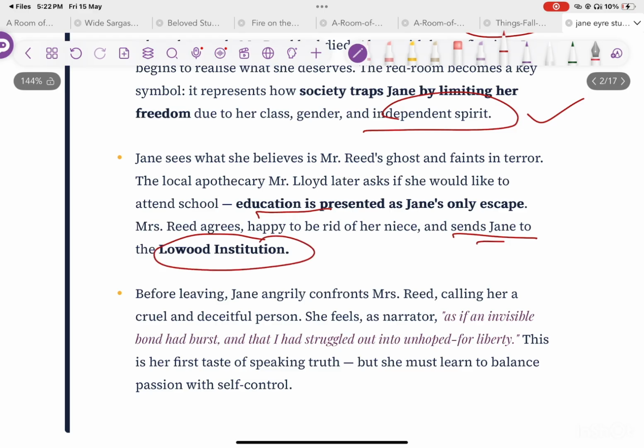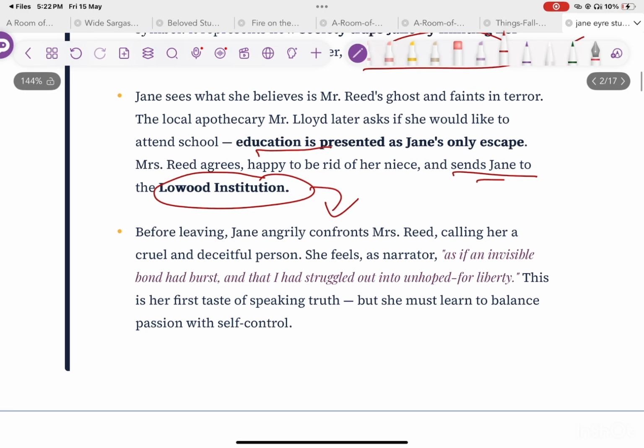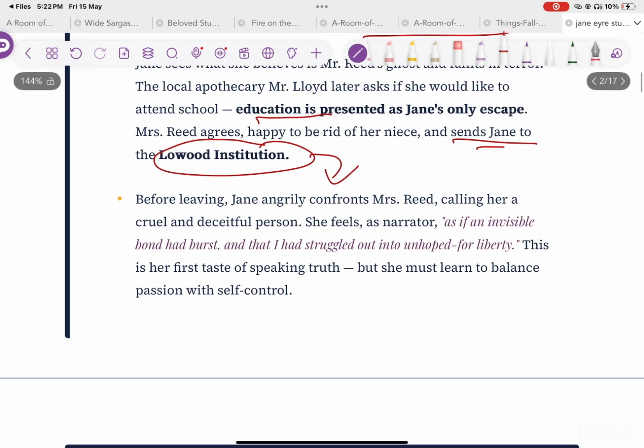Now our protagonist moves to a school called Lowood Institution, and before leaving, Jane angrily confronts Mrs. Reed, calling her a cruel and deceitful person. She feels, as a narrator, as if an invisible bond had burst and that she had struggled out into unhoped-for liberty. This is the first taste of speaking truth, but she must learn to balance passion with self-control.